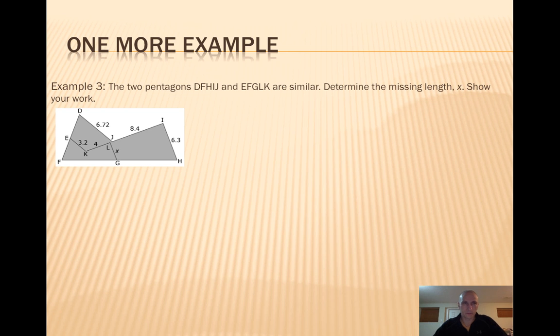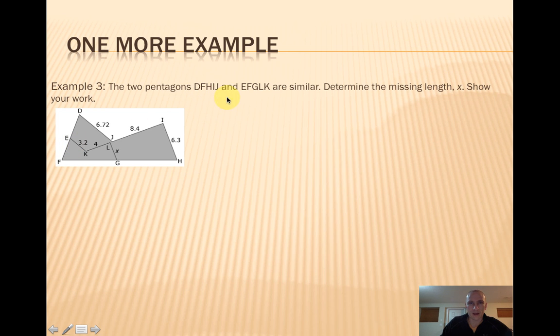So one more example. Example 3, the two pentagons here, DFHIJ. That is one pentagon. The other pentagon is EFGLK, and they are similar to each other. Now, another key thing to know about these similarity statements is that D and E correspond with each other. So the angle at D and the angle at E are equal to each other.